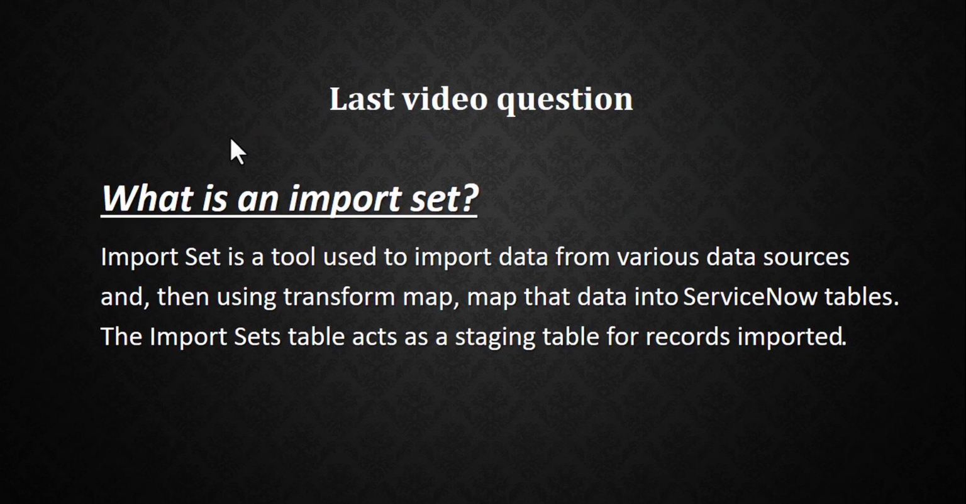So in the last video I asked what is an import set. Import set is a tool we use to import data from various data sources, and then using a transform map we move that data into a ServiceNow table, and the import set table acts as a staging table for the imported records. In other words, we can also say that import set acts as a temporary table or staging table where the data is first stored when we are loading from external sources. Let's say you are uploading data from an Excel sheet or any other external third party app. Before transformation, it will get stored in the import set table, and then we can transform it into the target table. Okay.